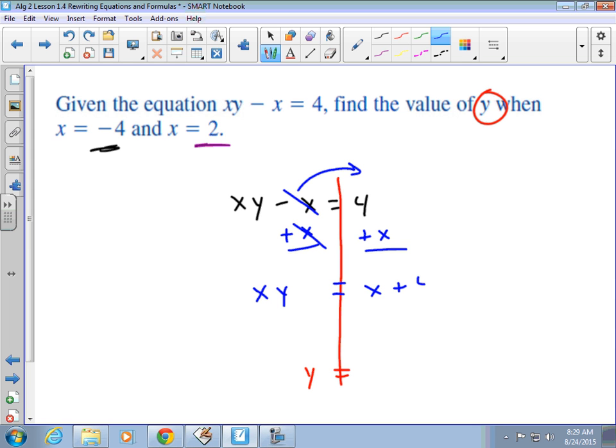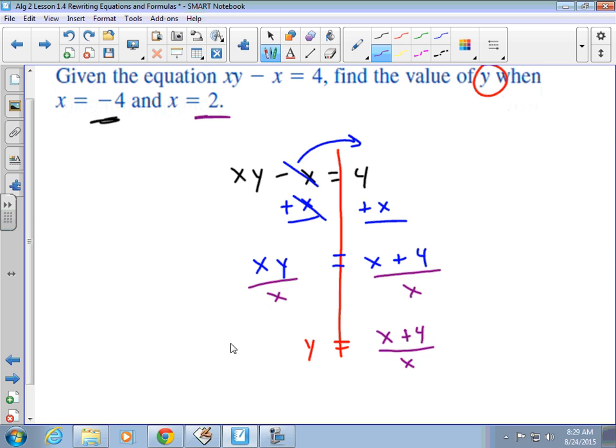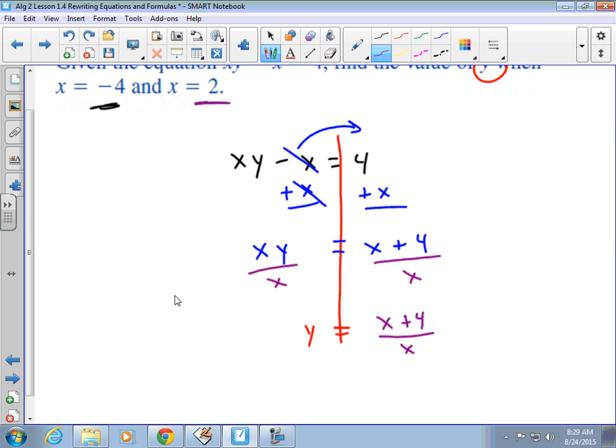Again, some of y'all might have gotten 4 plus x, which means the exact same thing. Then get y by itself by dividing by x. If you're going to divide by x, divide this whole side by x. Again, you could have written it underneath both of them, but it'll come out to be the same thing. So now we have y equals x plus 4 divided by x. Once we have that, the value of y, this is what it is.